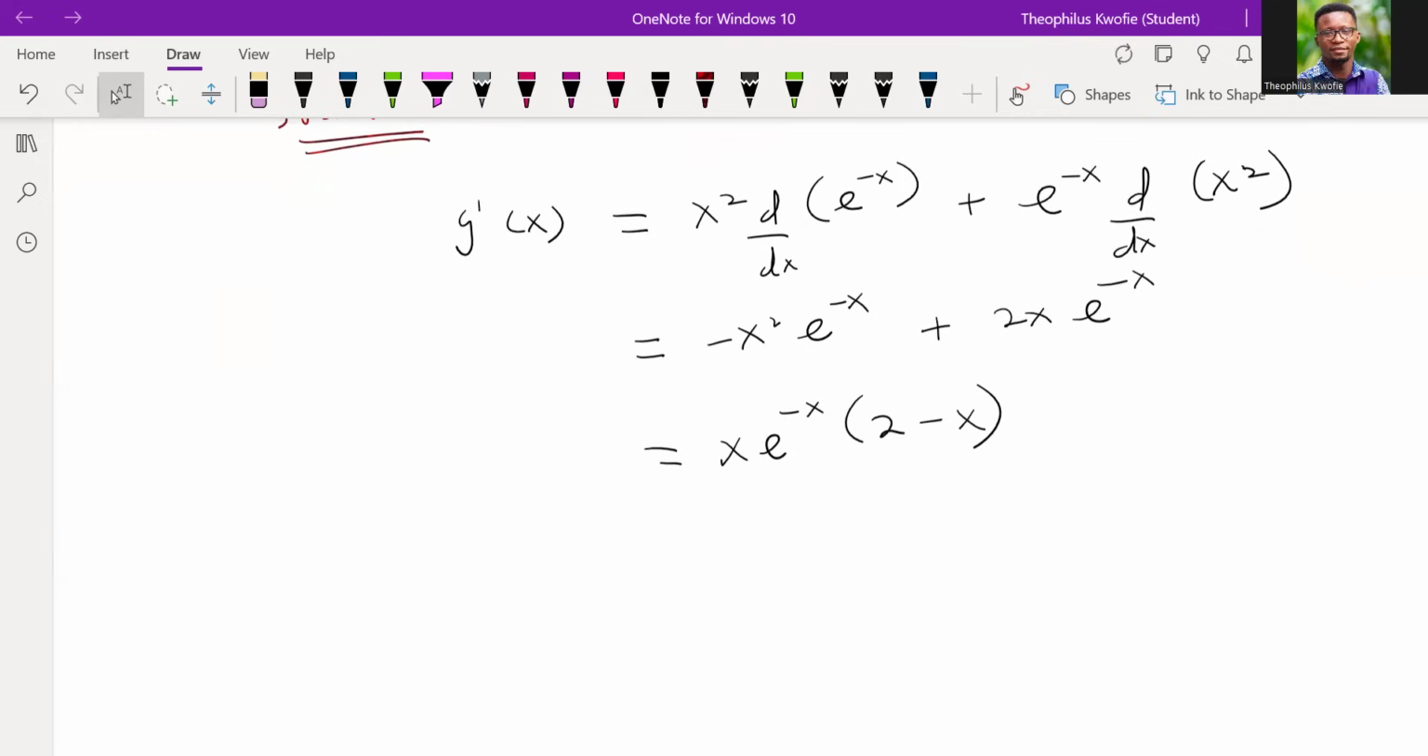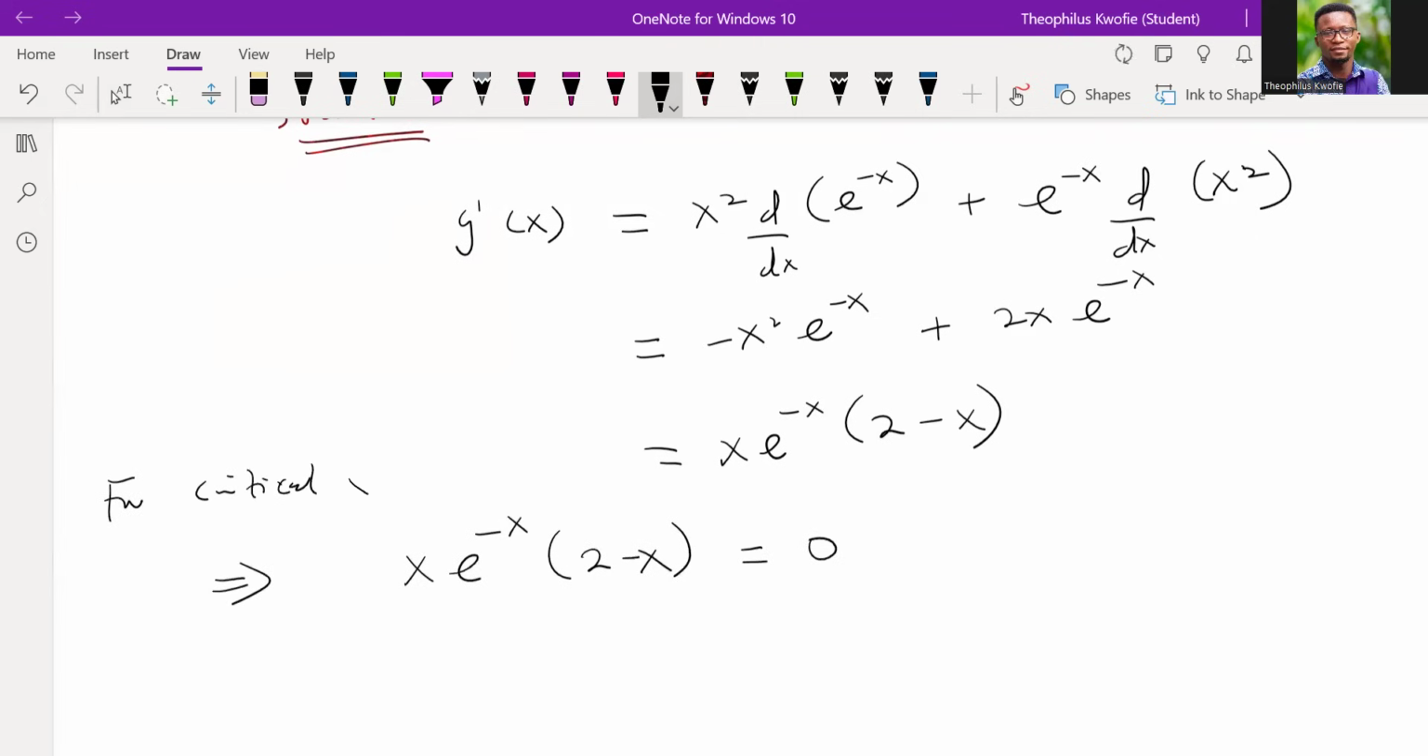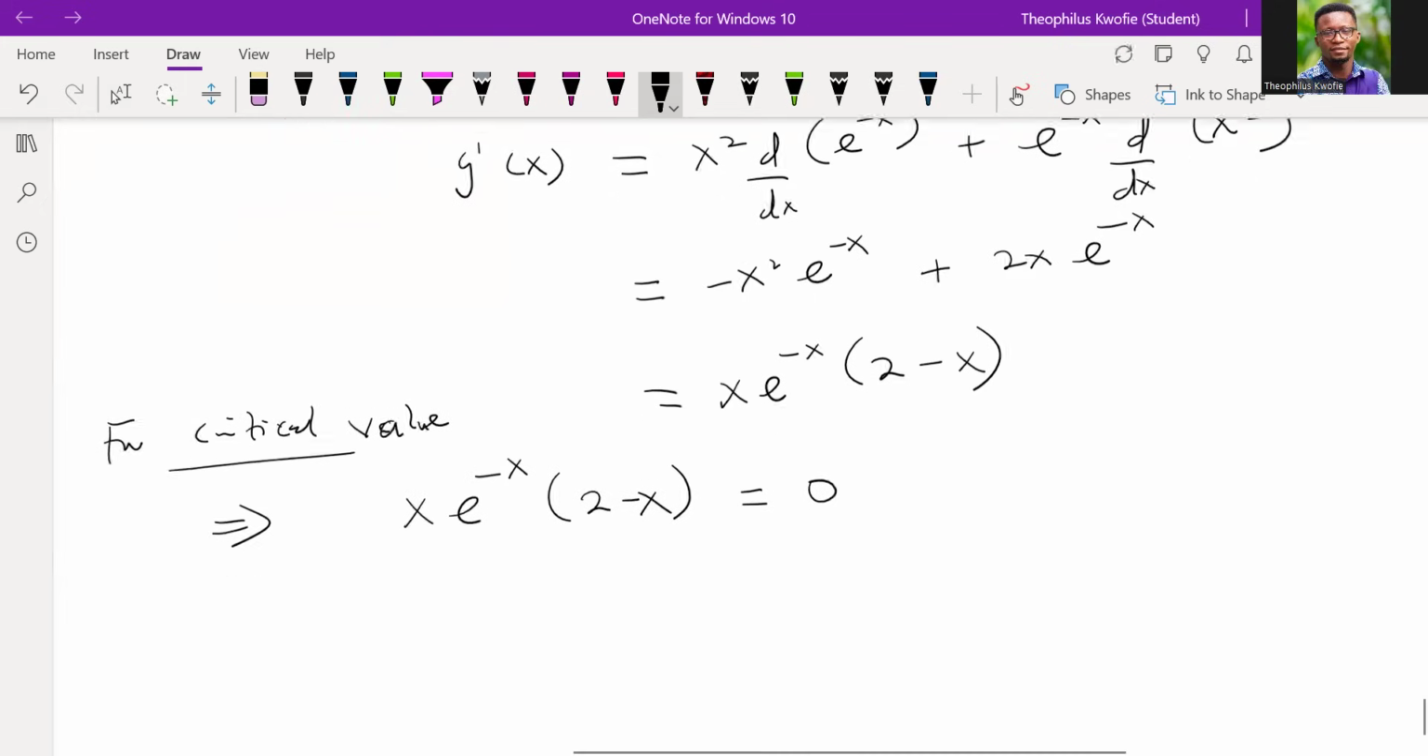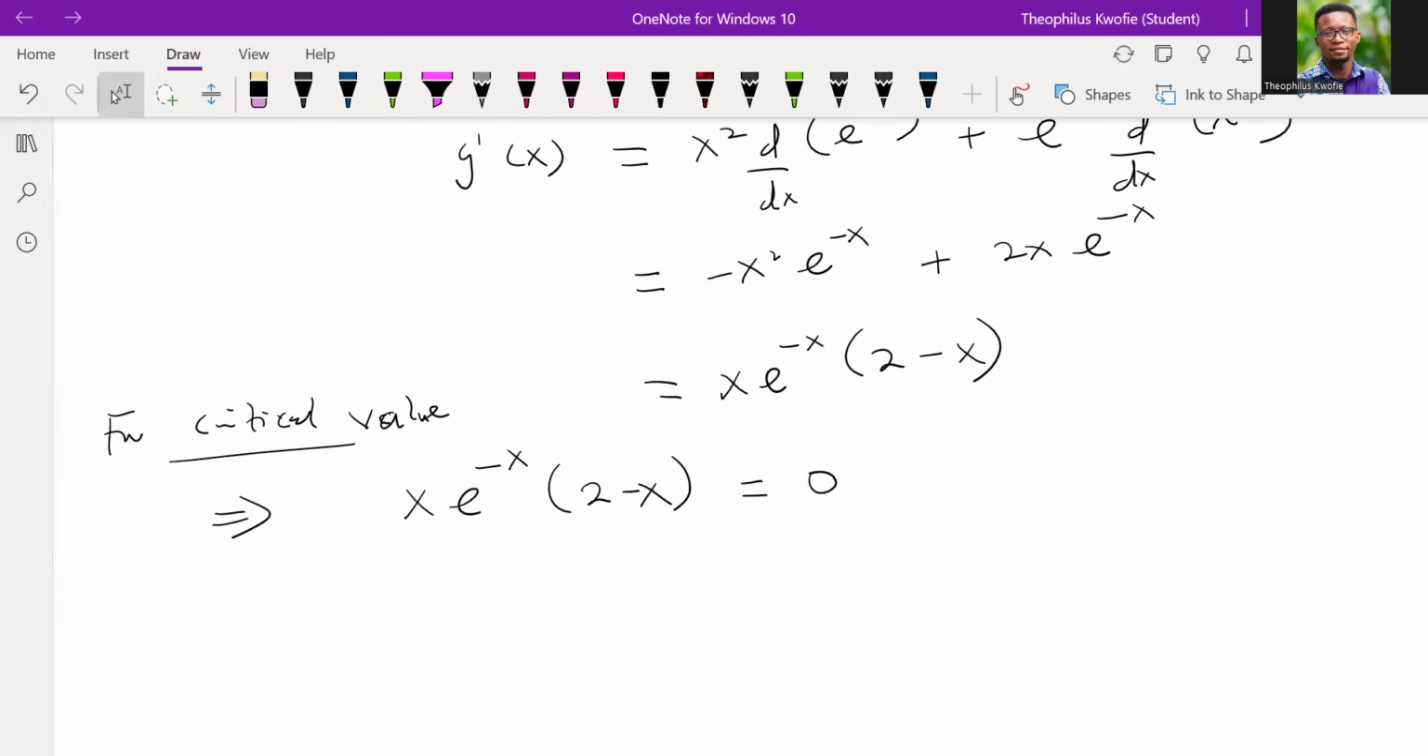I've mentioned it a couple of times, so this way we can also see whether we really understood what we talked about. So it means that x times e to the power minus x times 2 minus x should be equal to 0, for critical values. So we set this to 0.